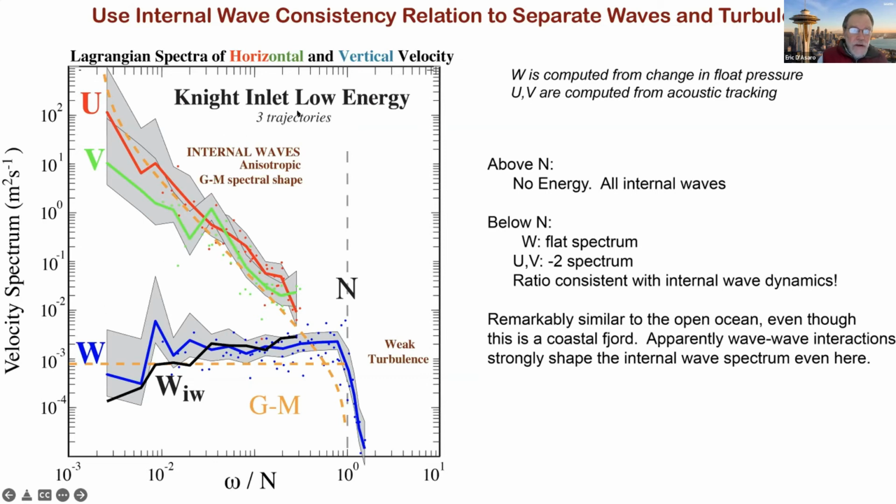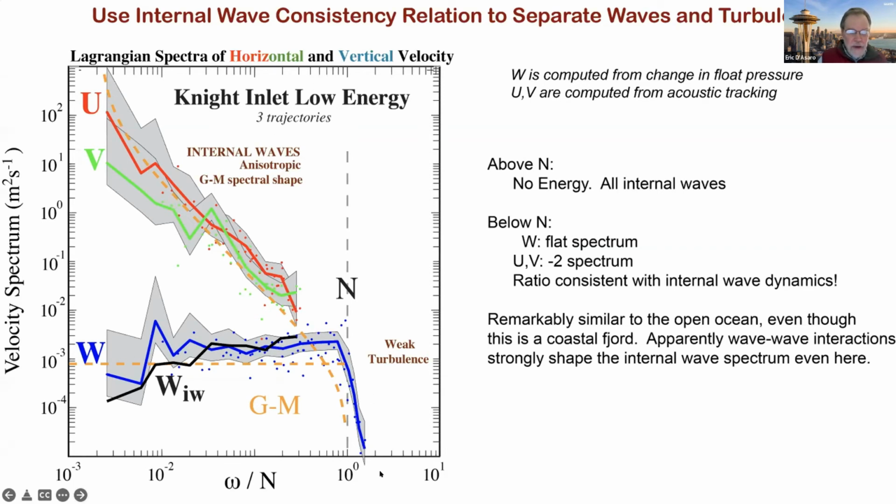So for low energy conditions in Knight Inlet, not near the sill, far away from the sill, we can measure not only vertical velocity from these floats, by how much they go up and down. These floats were also acoustically tracked, so we could measure horizontal velocity relative to the Earth. And here are spectra from the east and north components of velocity at low energy.